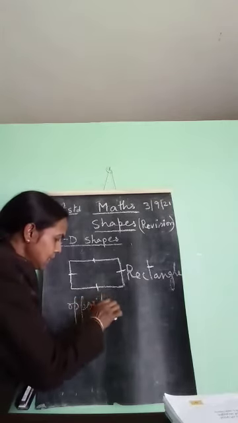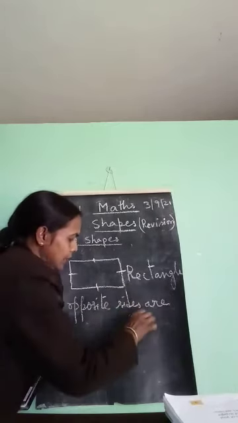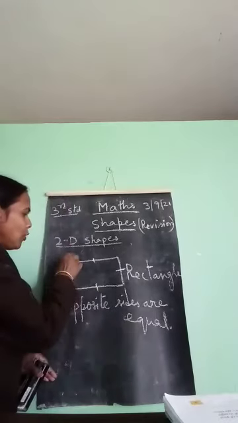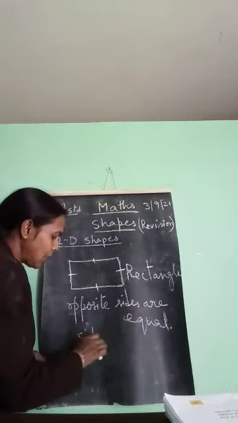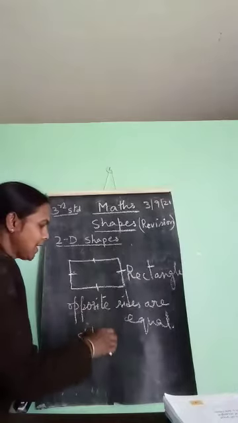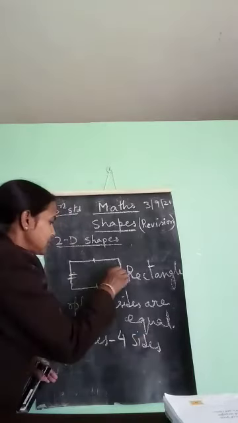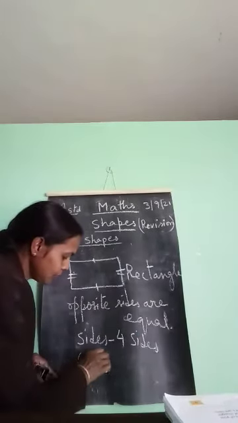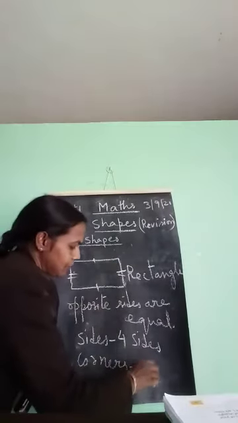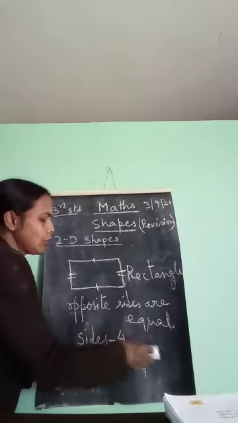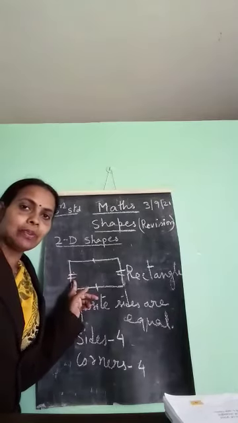Opposite sides are equal. How many sides are there? Count. 1, 2, 3, 4. 4 sides are there. Corners. How many corners are there? 1, 2, 3, 4. 4 corners are there. 4 sides and 4 corners. And opposite sides are equal. This is called rectangle.